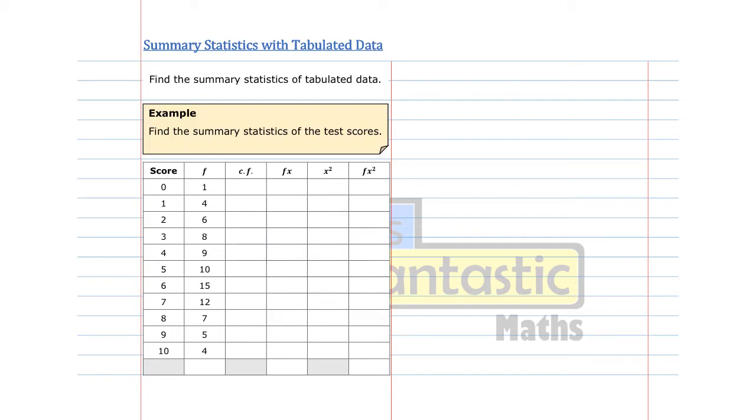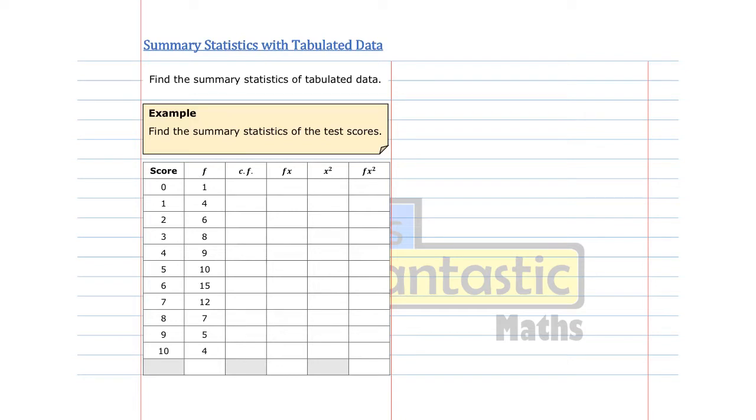This is Mr. V. In this video, we will find the summary statistics of tabulated data. So we want to find the summary statistics of the test scores, and what we're given is this small table here, where we're told what scores people got on, for example, a math test, and how many people got those scores. So for example, 10 people got a score of 5, 12 people got a score of 7, and a score of 2, 6 people got that.